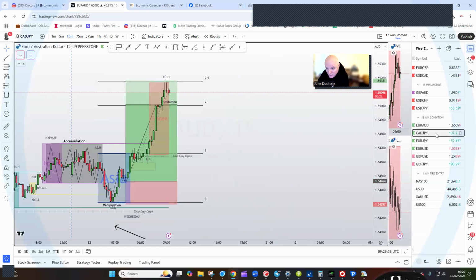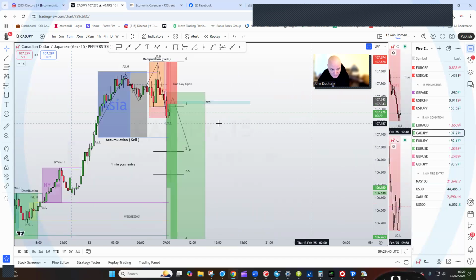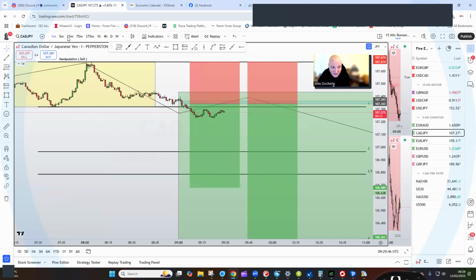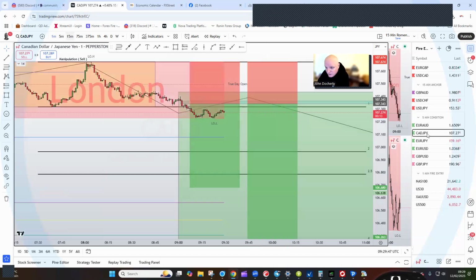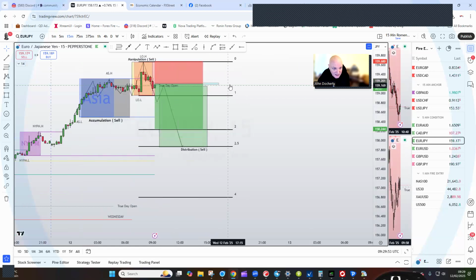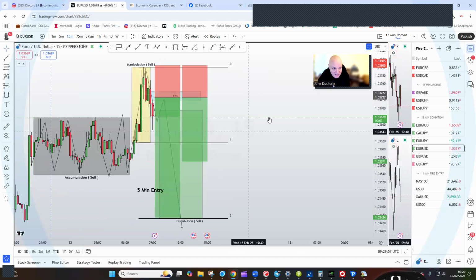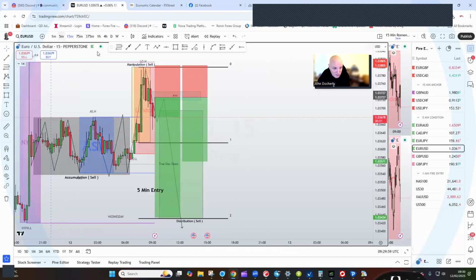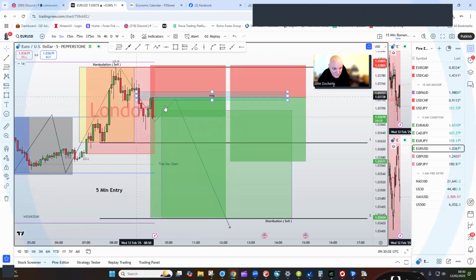Euro AUD is a winner. CAD JPY, again, we're looking for a 1 minute possible entry. I'll go to the 1 minute. It's not quite tagged in. Remember, the Euro JPY, again, looks like we're going to get a tag into the system here. The Euro USD, a 5-minute possible entry. We've got a tag into the fair value gap. It's dropping. Okay.